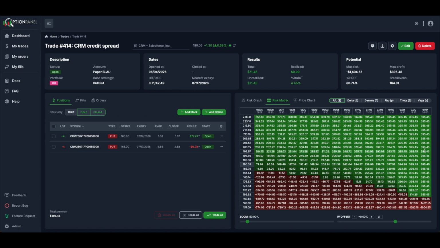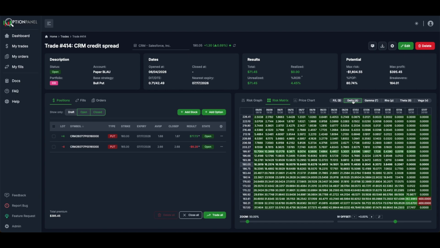You can also toggle the table to display Greek values instead of profit and loss figures. Take delta as an example. Delta tells you how much the trade's value changes for every $1 move in the underlying. By scanning across the table, you can see how your delta exposure shifts at different price levels and over time, which is extremely useful for understanding how your directional risk evolves as the trade progresses.